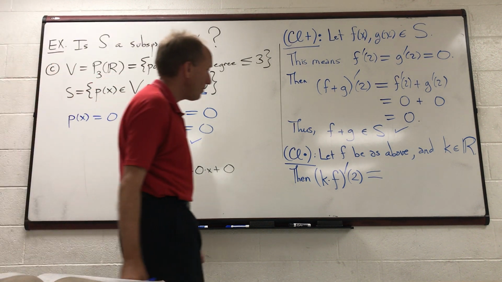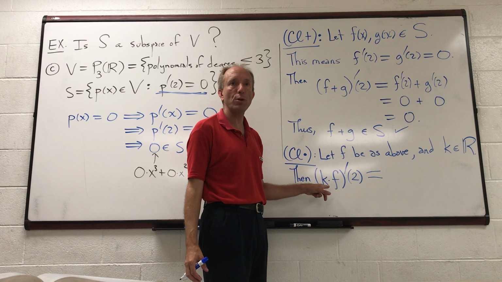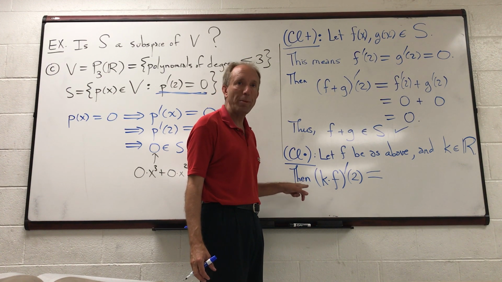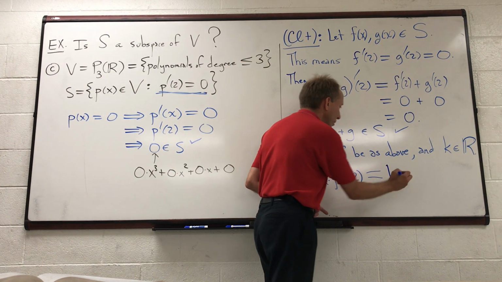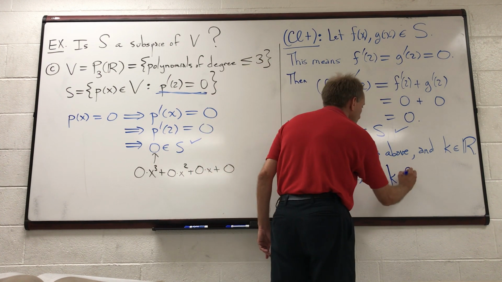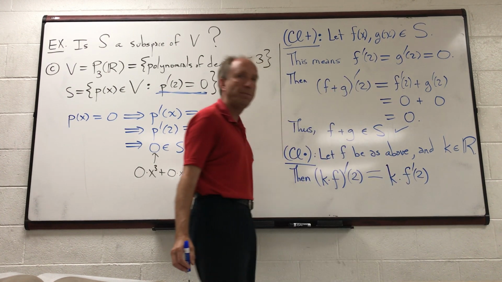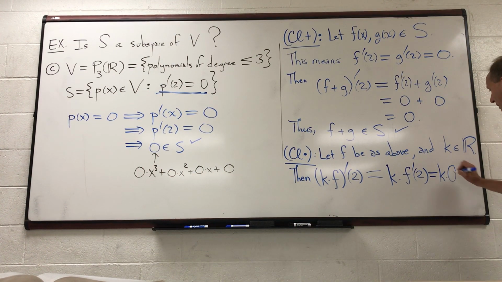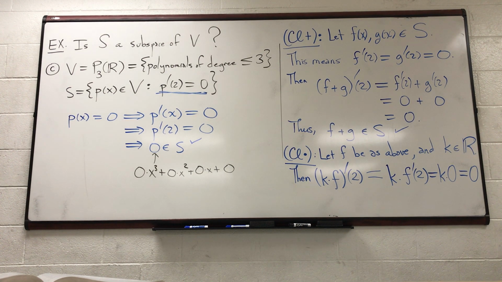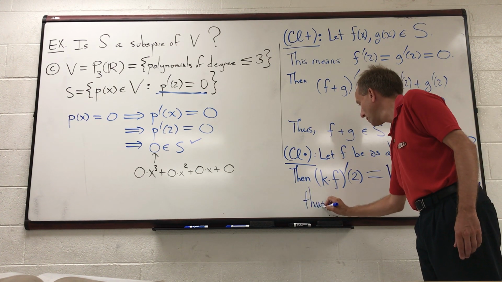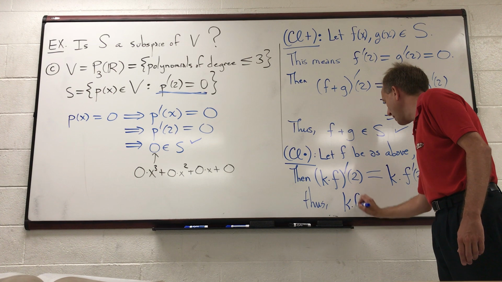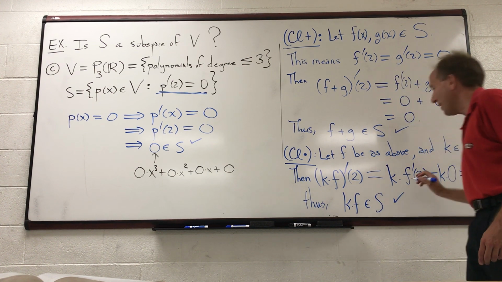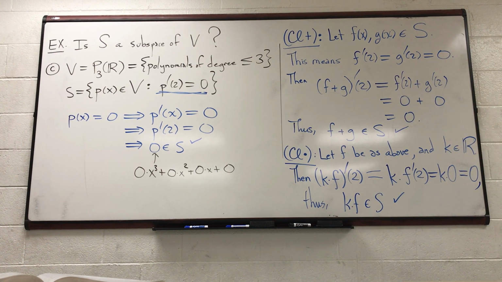Okay. Well, when you take derivatives, what can you do with constants? Always pull them out, right? So you can just pull it out, so the k comes out in front, and then you're taking just the derivative of f prime of 2. Well, f prime of 2 was 0, so this is just k times 0, which is 0, right? Because we got 0 there, thus k times f is an element of S. Right? K times f is an element of S.